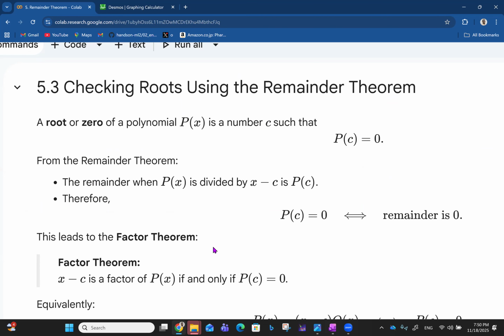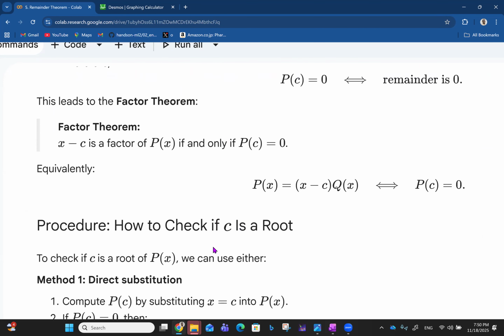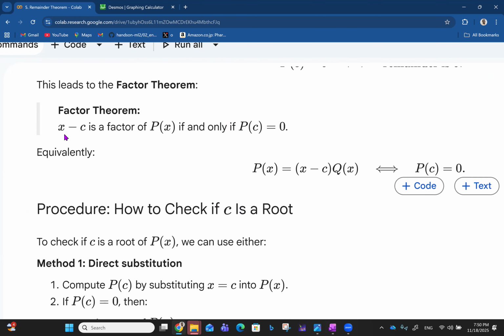And this leads to the factor theorem, which we're going to consider in the next video, by the way, but we still have a bit of thing to do before we leave. So this leads to the factor theorem. Factor theorem: x minus c is a factor of p of x if and only if p of c is equal to 0. So this is the factor theorem, okay?